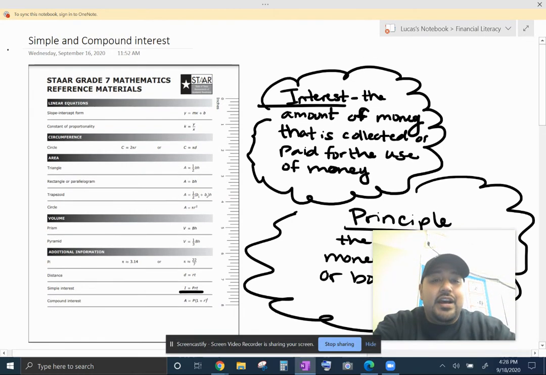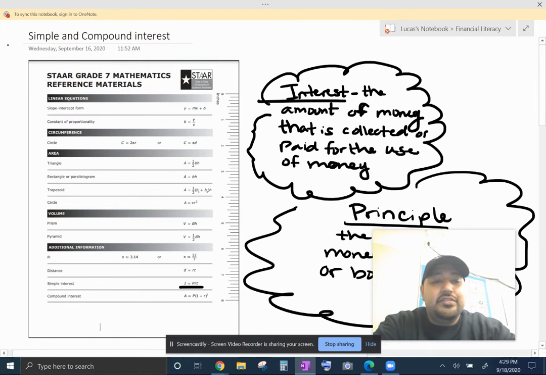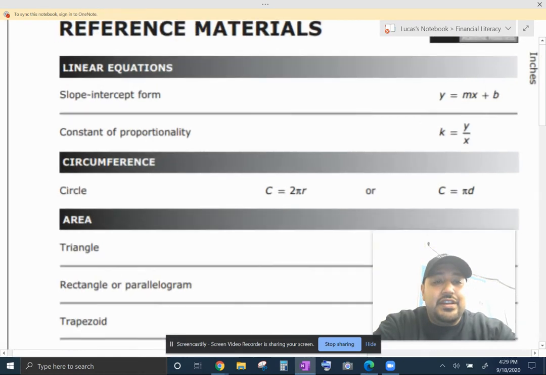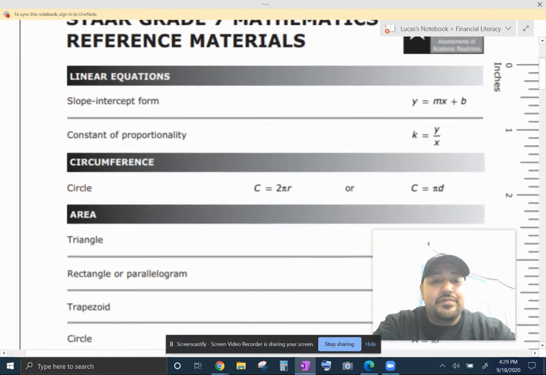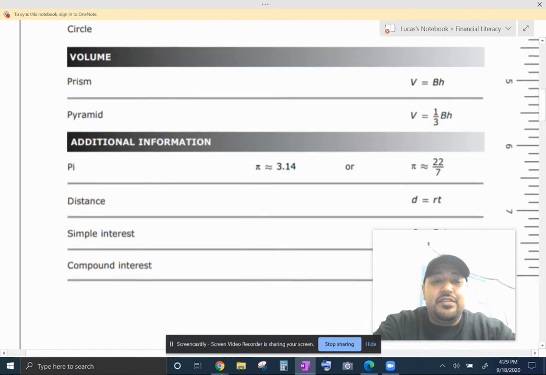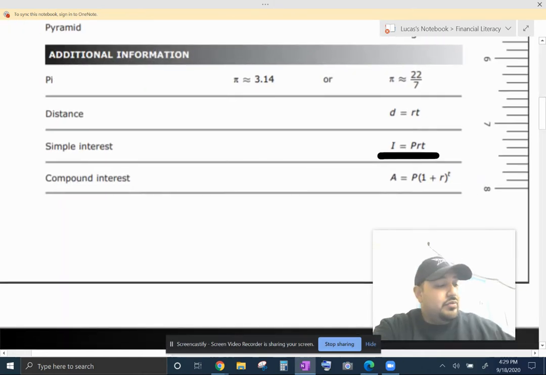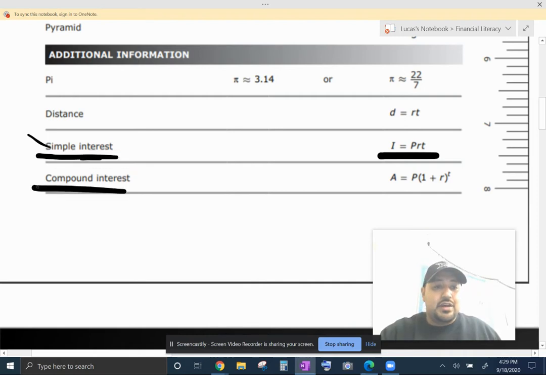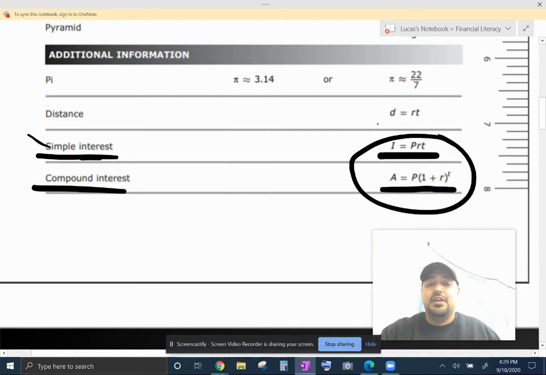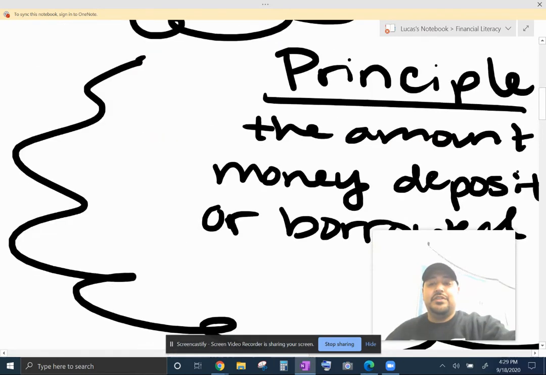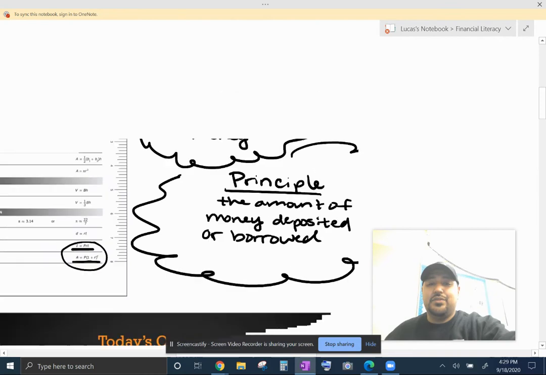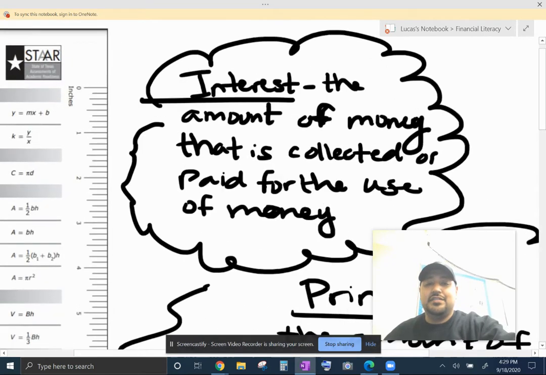Now, if you look at your formula chart here, you'll notice that we have different topics. If you go down to the bottom where it says additional information, we have our simple and compound interest, and here are the formulas for that. I'm going to be explaining what these mean for the next 2 days. Today, we're going to be focusing mostly on simple interest, but let me remind you about what interest is.